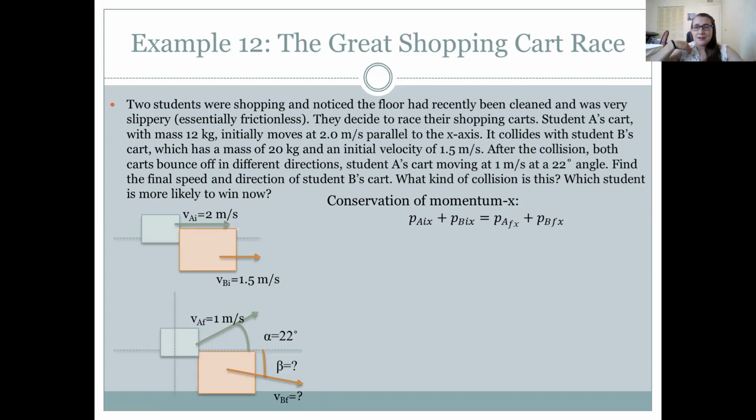So since our shopping carts are going to fly off at different angles, we need to think about this collision in terms of just 1 dimension at a time. So again, just looking at the x direction first. Conservation of momentum: momentum before equals momentum after. So before, both of our objects are moving, so momentum of A plus momentum of B. And at the end, both of our objects are moving, so momentum of A and momentum of B. Momentum is mass times velocity, so we plug in mass times velocity for all of our momentums.